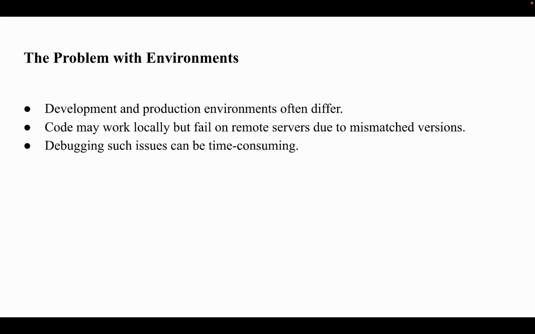Having the same, and by that, I mean exactly the same, development environment as the production environment can save a lot of headaches. Docker and containers solve this problem by allowing you to lock in a specific Python version inside the container. This ensures that your code always runs with the exact version it requires, eliminating the risk of version mismatches.